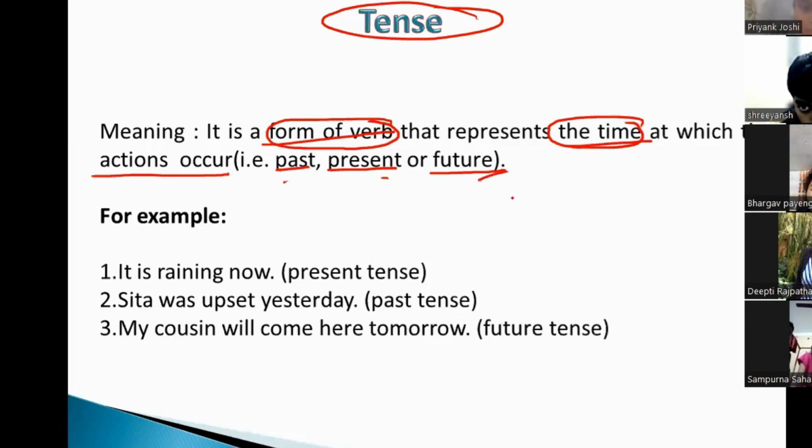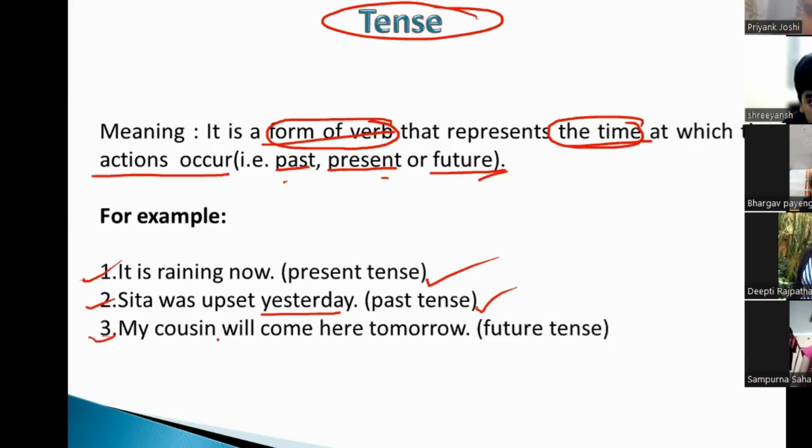For example, if you consider the first example, it is raining now, what is it representing? It is representing an action that is continuing in the present time. So we can assign this as present tense. Now if we take the second one, Sita was upset yesterday. It is telling us something about the thing that has already completed in the past time. Yesterday, right? So it represents the past tense.